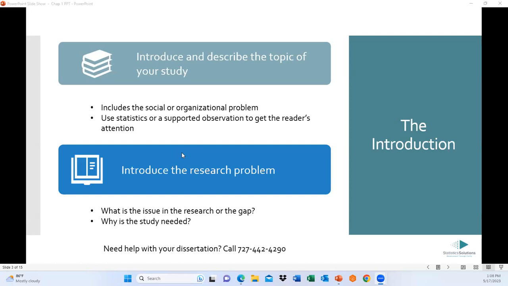If you use statistics or a source, make sure it's recent, right? Because if you use a source from 12 years ago, the problem may be solved. It may not be a problem anymore, but almost certainly it's changed. If you quote numbers from 12 years ago, the numbers today are going to be different. So use a recent source and a recent statistic.